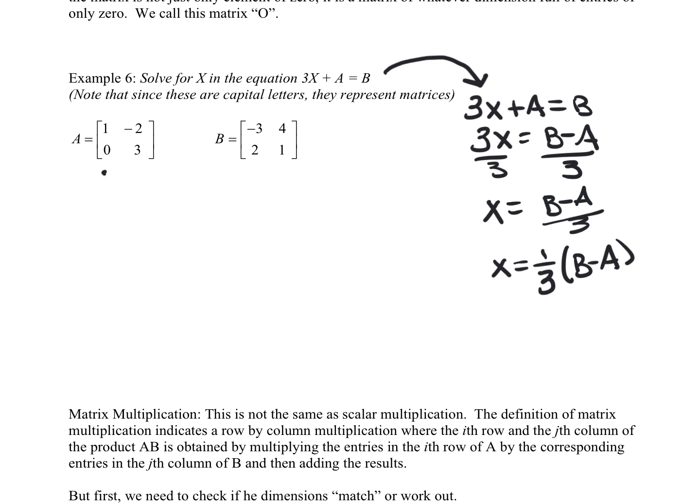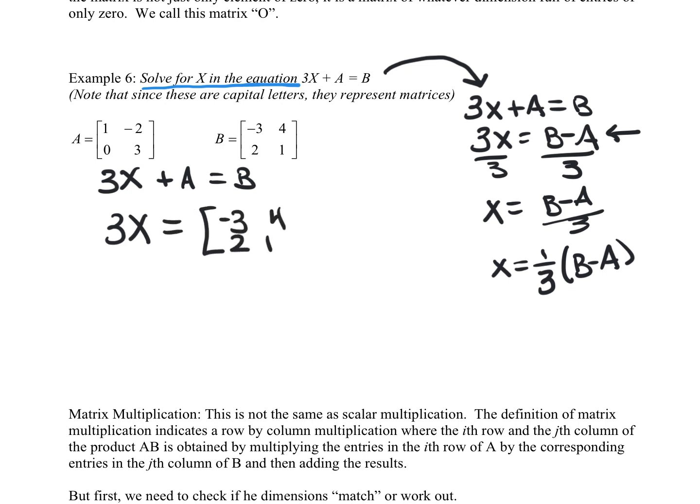So that's pretty much what we're going to do, but we're going to do it with matrices. So I have 3 times some matrix X, and we know that it's a matrix because it's a capital letter. So in math, when we use a capital letter for quantities like this, we know that it's a matrix. 3X plus matrix A equals matrix B. So my first step right here was to subtract that A over. So 3 times some matrix X equals negative 3, 4, 2, 1, minus 1, negative 2, 0, 3.